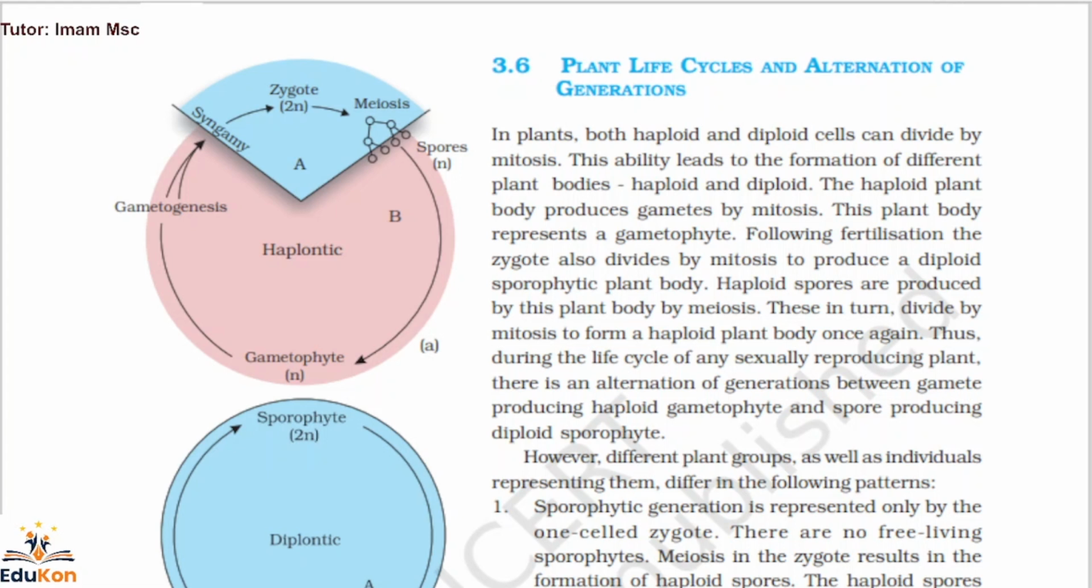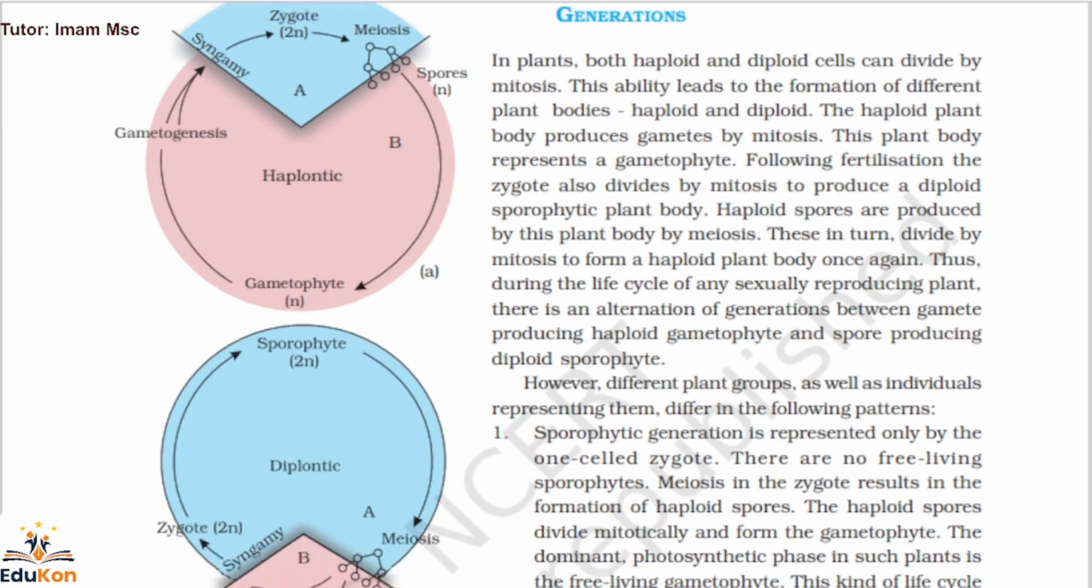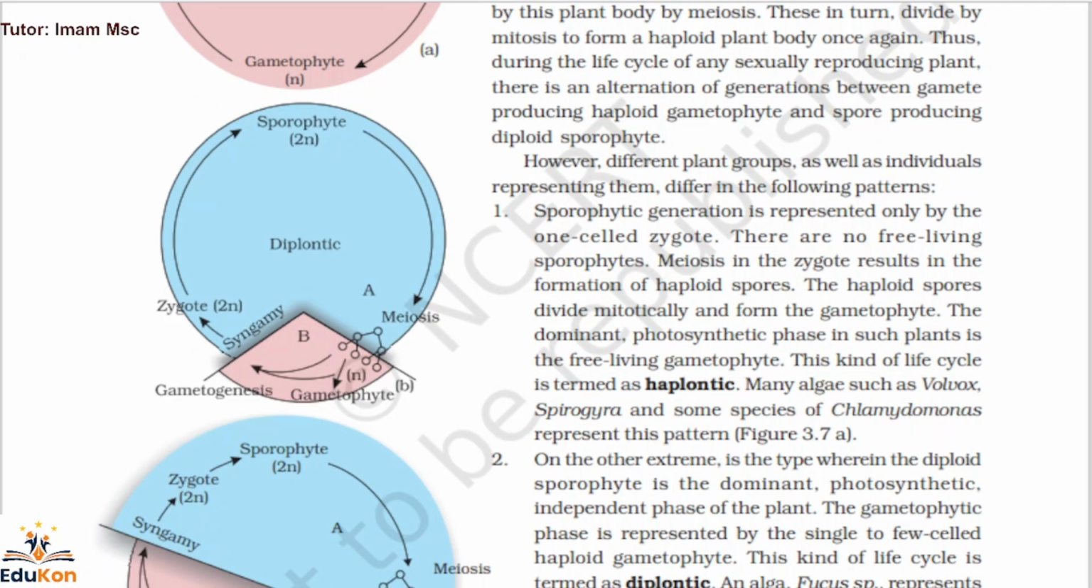However, different plant groups as well as individuals representing them differ in the following pattern. We have a haplontic life cycle, diplontic life cycle, and haplodiplontic life cycle. We have three kinds of life cycles present in plants. So first, coming to the haplontic life cycle.